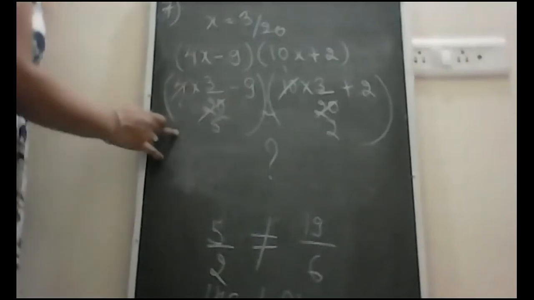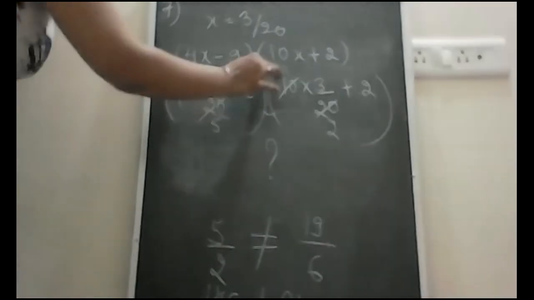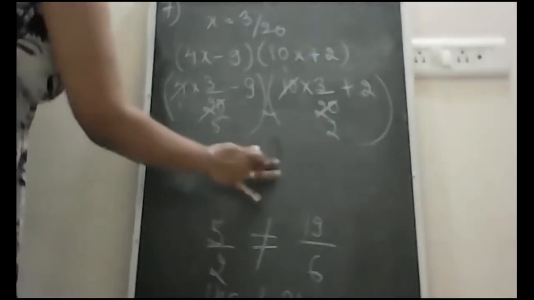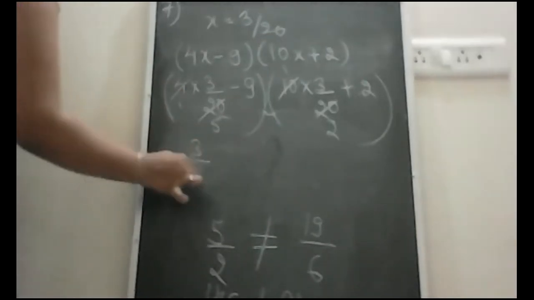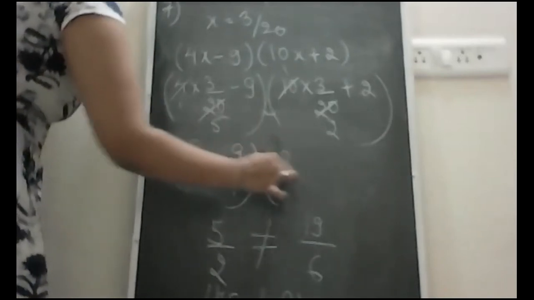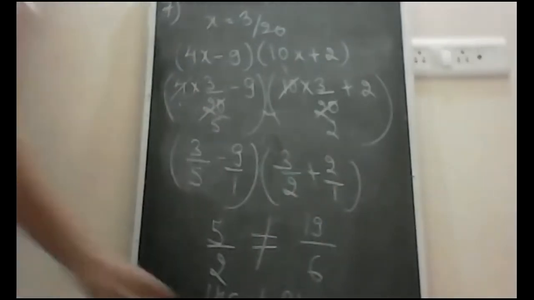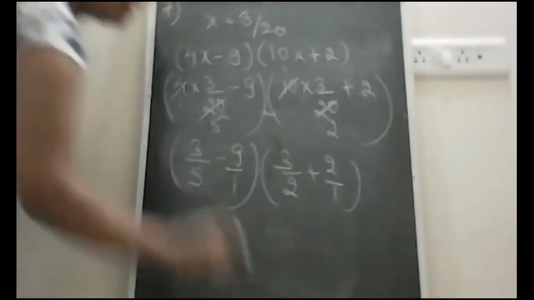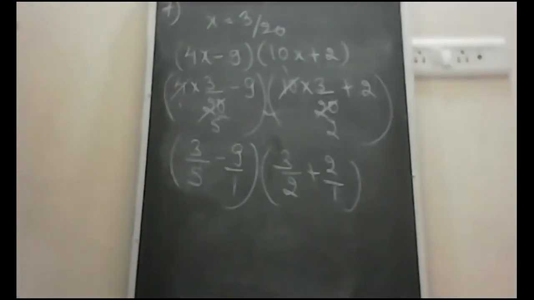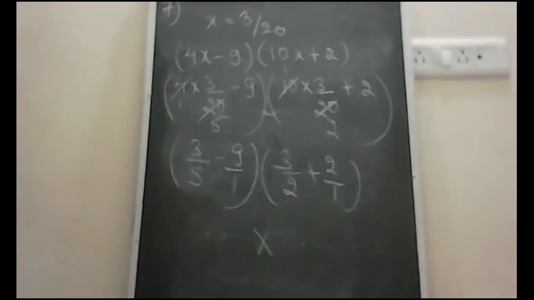Solve first this bracket, then solve this bracket, and after that, both the brackets don't have any sign in between. It means in between they have the sign of multiply. So when you solve this, you will get 3/5 minus 9, and here when you solve, you will get 3/2 plus 2. Okay, when you solve both the brackets, and in between there is a sign of multiply, you just need to multiply their results. Whatever the answer comes, that will be your correct answer.